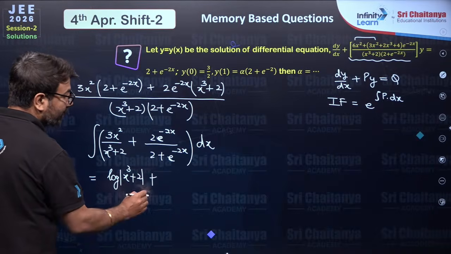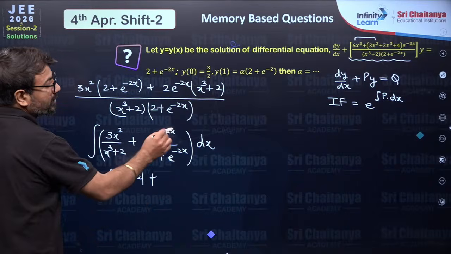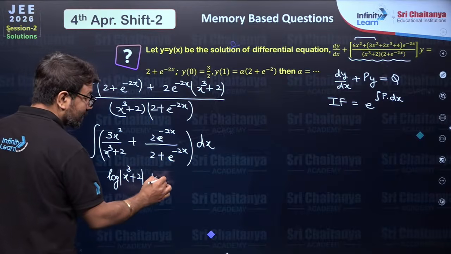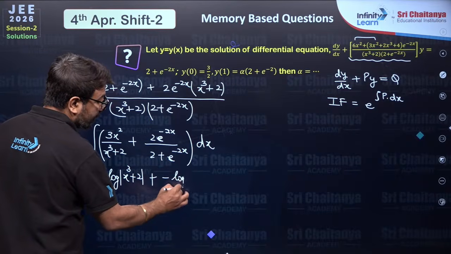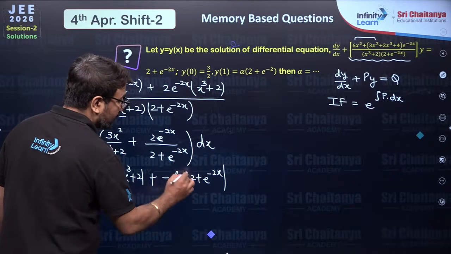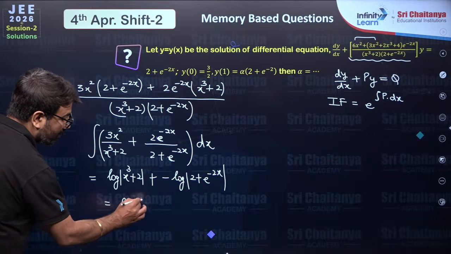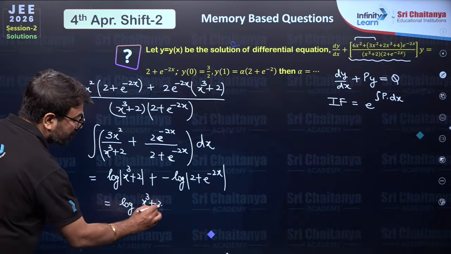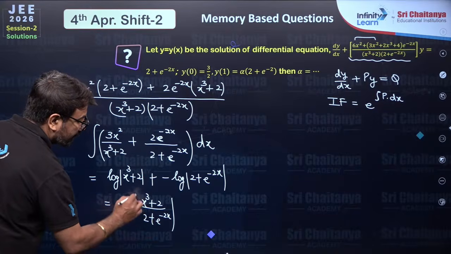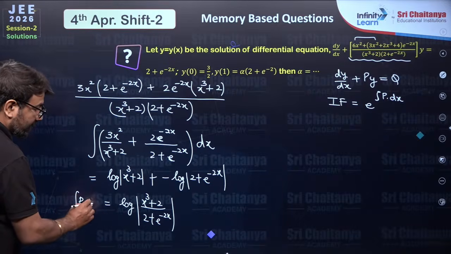And bache, over here if you assume the denominator as t, you will observe that this is minus dt. So minus dt over t is minus of log t. I hope you all are able to understand how we have written this. Now log a minus log b, my dear students, will become log a over b. So log x cube plus 2 over 2 plus e raised to the power minus 2x. So this is the value of the integration of p dx in the formula.